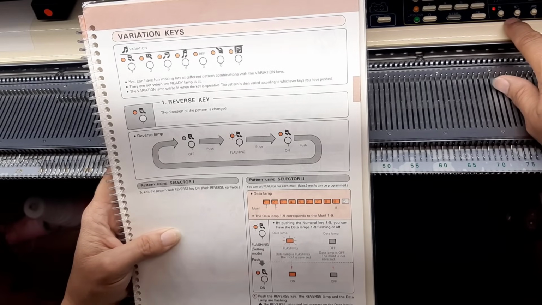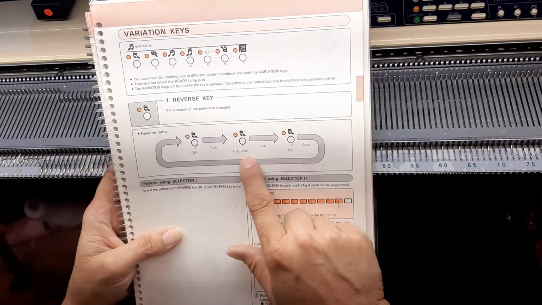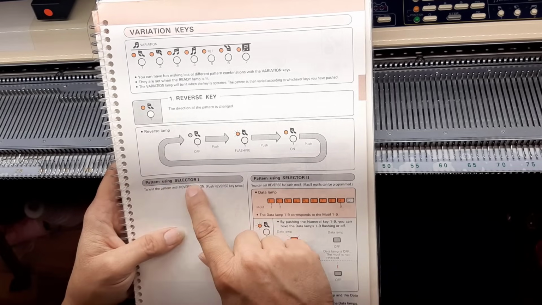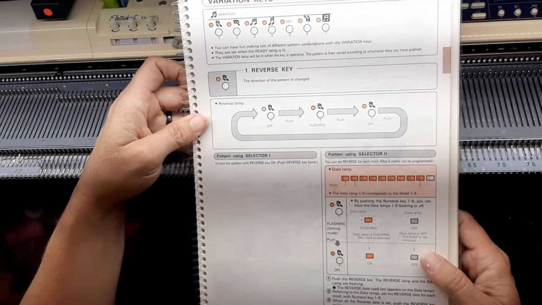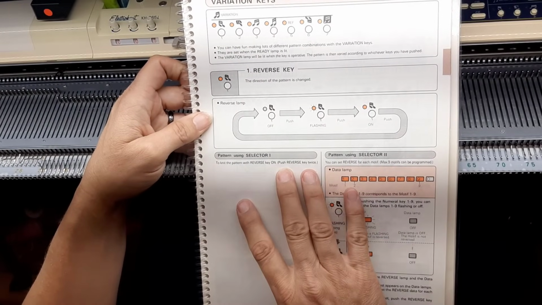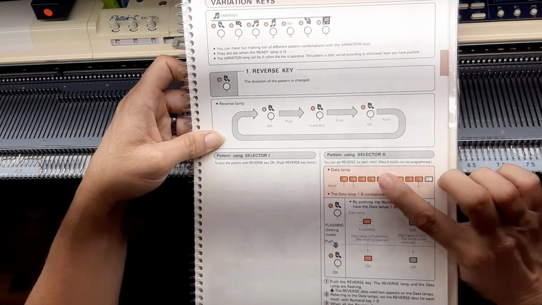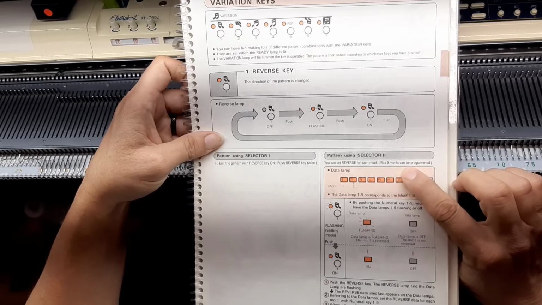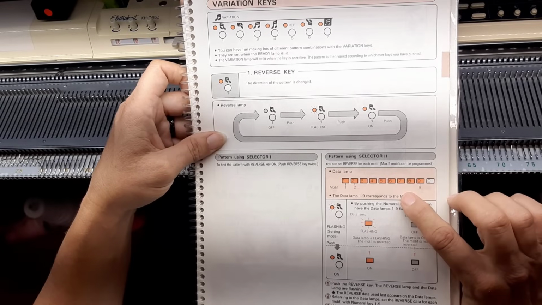Okay, so reverse lamp, off, flashing, on. Pattern using selector 1. Okay. To knit the pattern, reverse key on, push reverse key twice. Pattern using selector 2, you could reverse for each motif, maximum 9, data lamp.